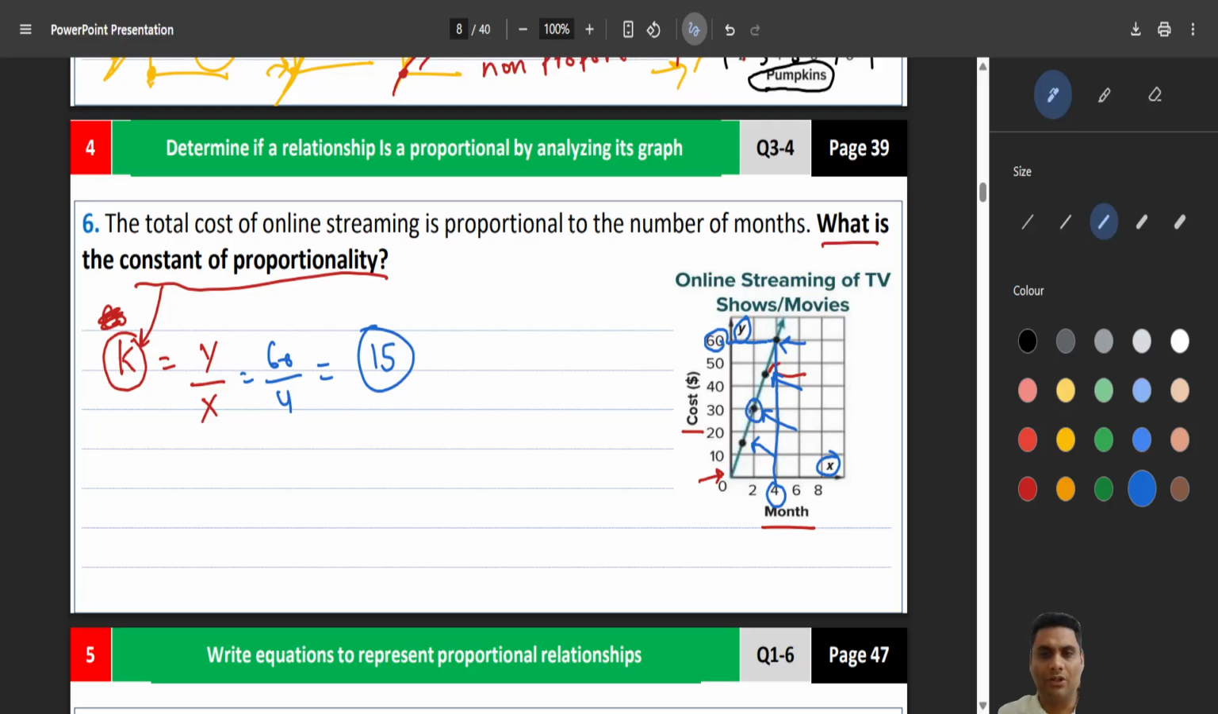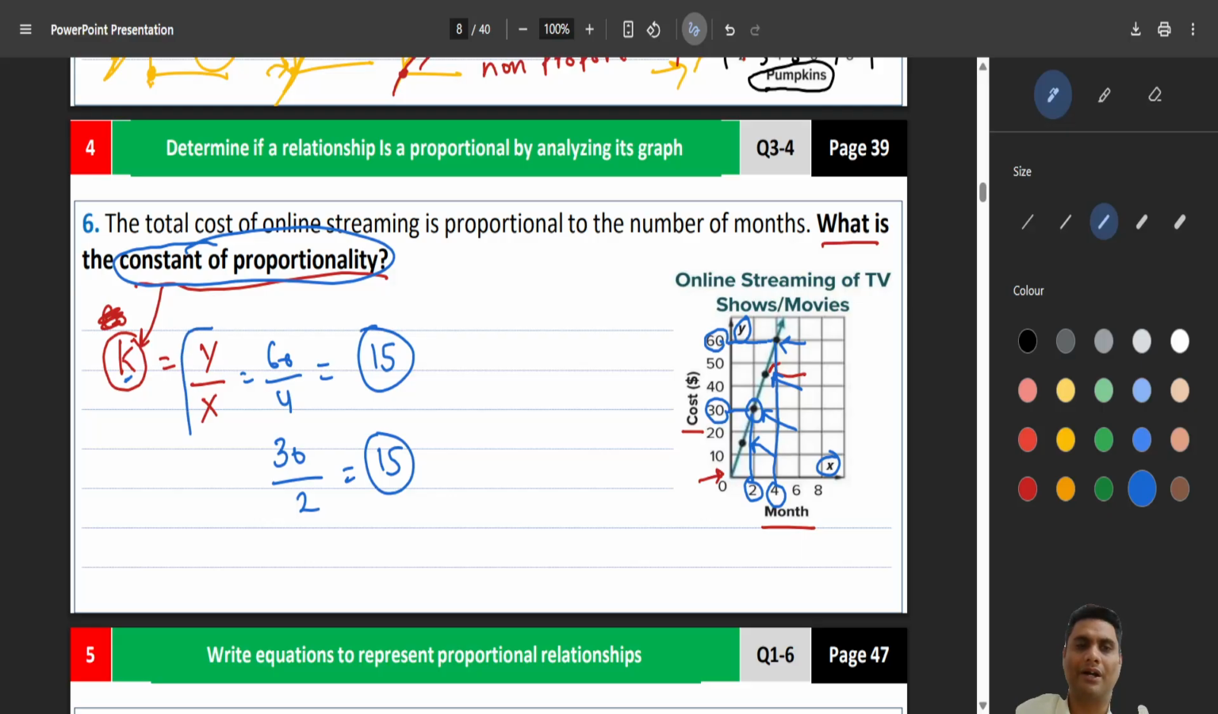Let's take this point. For this point, what is the y? Y is 30. So 30 over, and check what is the x here. X is 2. So 30 divided by 2 will give you 15. Same answer. So how will you find the constant of proportionality? By doing y divided by x. If the graph is proportional and he asks you to find the constant of proportionality, you can show it by k and it will be equal to y over x.